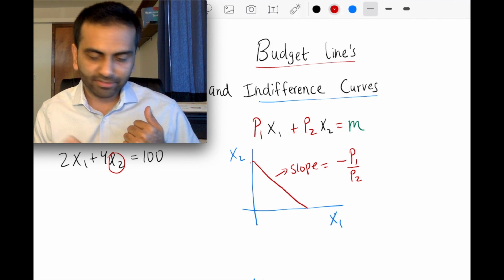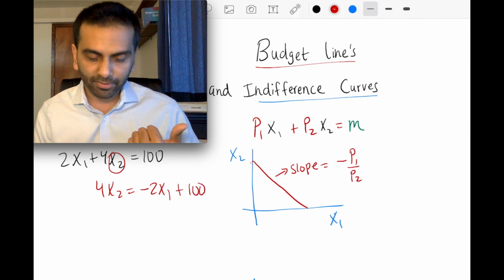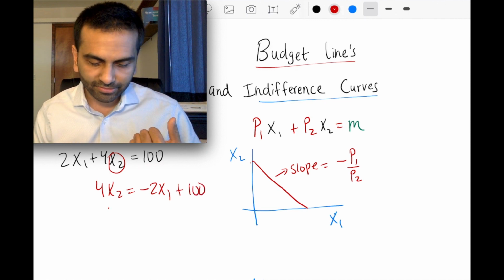So the way you're going to do that is you're going to subtract 2x1 from both sides, so you get 4x2 equals minus 2x1, right? You subtract that from both sides, and you have this 100 here still. Then divide both sides by 4, and you get x2 equals negative 2 over 4, which you could simplify to 1/2 if you want, x1 plus 25.